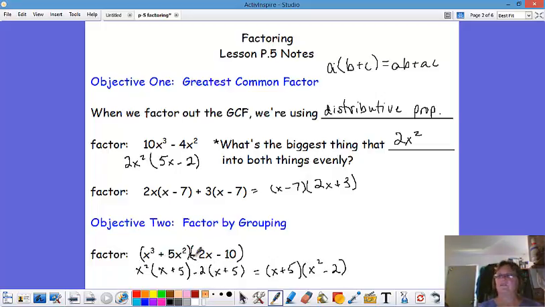Not every polynomial that has a cube in it is going to work this way. However, it is something to think about if you are stymied. If you can't find another way to factor, this might be something to look for.